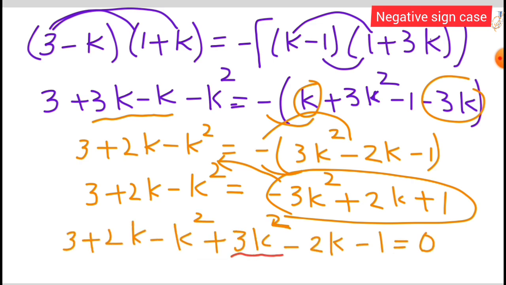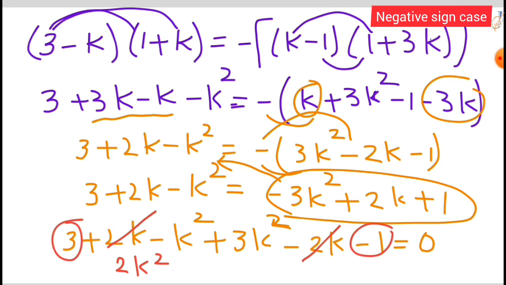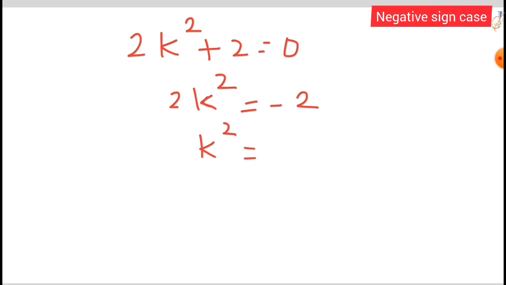Plus 3k square minus k square, which gives plus 2k square. Plus 2k minus 2k gets cancelled. And you have plus 3 minus 1, which gives plus 2 equal to 0. So k square equal to minus 1.